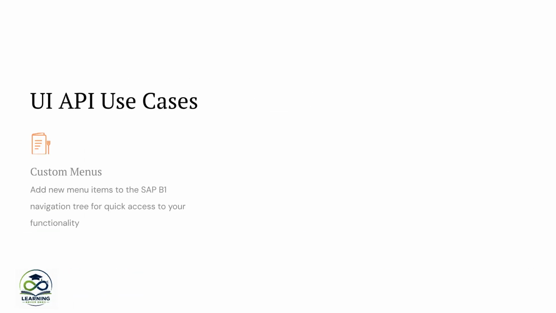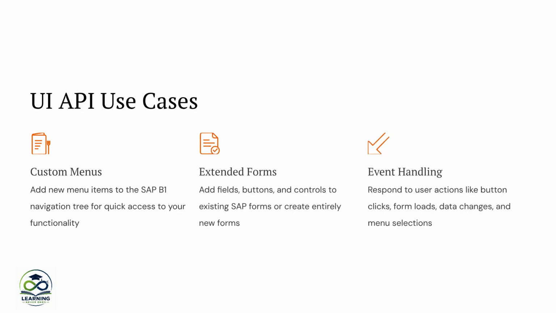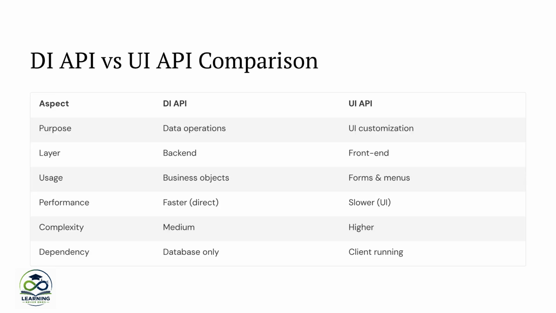UI API is used for custom menus on the SAP B1 navigation tree, extended forms with new fields and controls, and event handling, which responds to user actions like button clicks and data changes. In summary, the DI API is for back-end data operations and is faster, depending only on the database. The UI API is for front-end customization and user interaction, with higher complexity and dependency on the client application running.